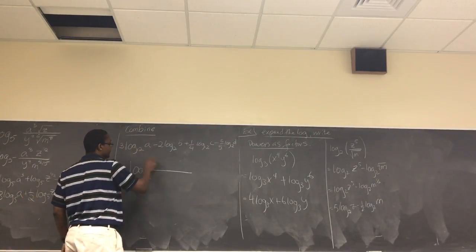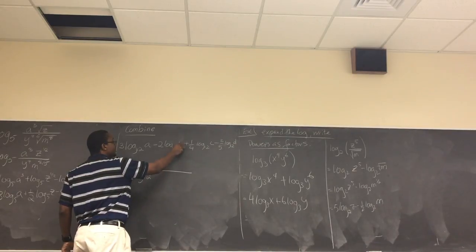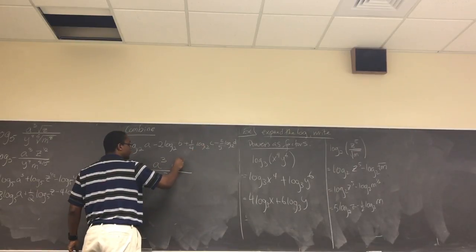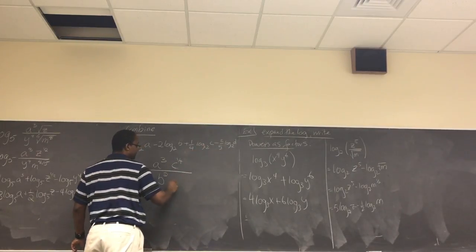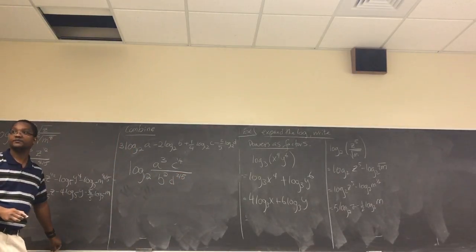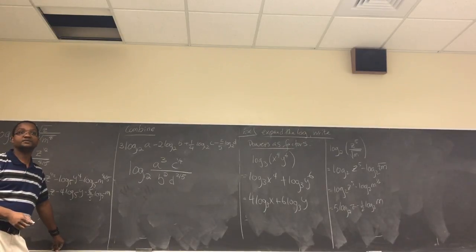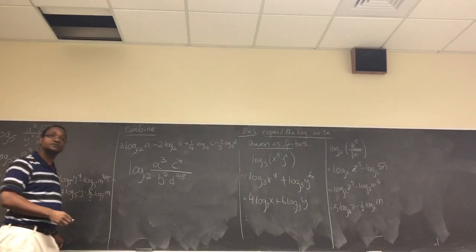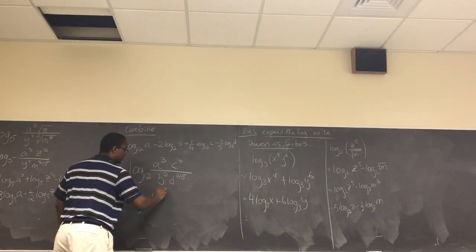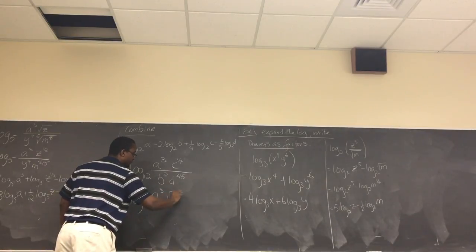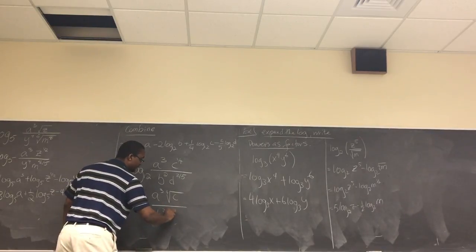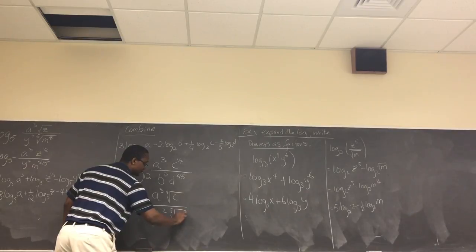A right here is being raised to the 3rd power. B right here is being raised to the 2nd power. C right here is being raised to the 1/4 power. And D right here is being raised to the 2/5 power. See what I did right there? Of course, we don't leave powers, we write them as radicals. And so this is log base 12 of a to the third power, then the fourth root of c to the first power divided by b squared times the fifth root of d squared.